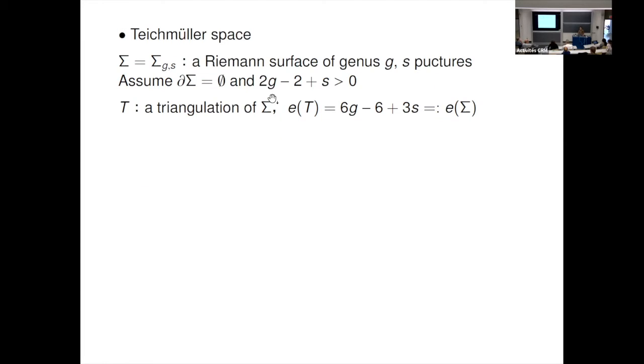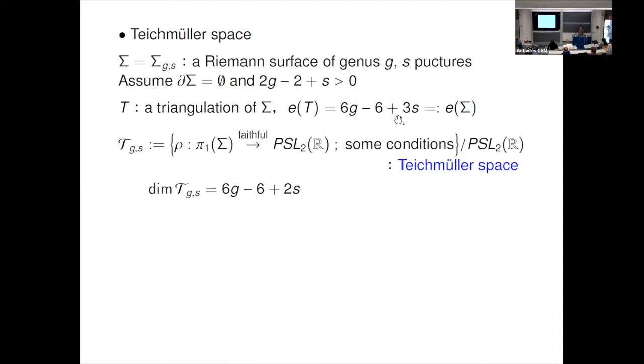And we have a triangulation always. I assume 2g minus 2 plus s is positive. Then we have a triangulation of sigma. And actually, in this case, the number of edges in triangulation is 6g minus 6 plus 3s. It is easily calculated by using Euler number. And it doesn't depend on the triangulation. So we write E sigma for this number. Then Teichmüller space is given by this formula.